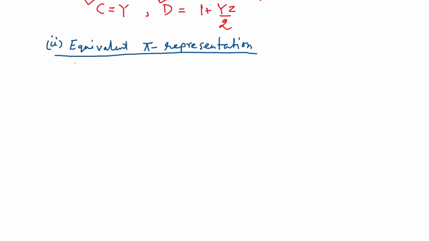What is the equivalent circuit? We can draw. Here impedance is not split. Impedance is not split, it is Z. However, the admittance is split into two parts. One part is called Y by 2 and another part is called Y by 2.